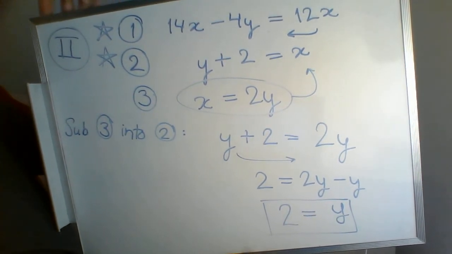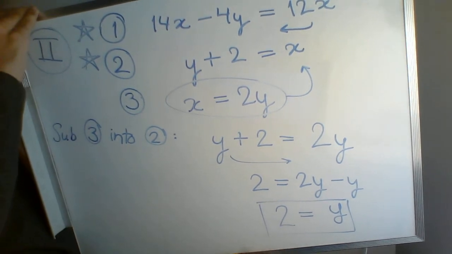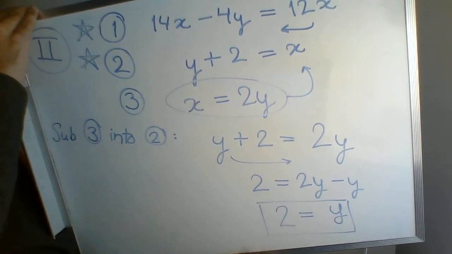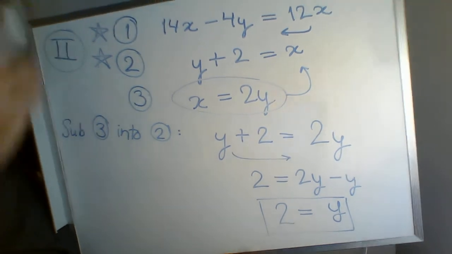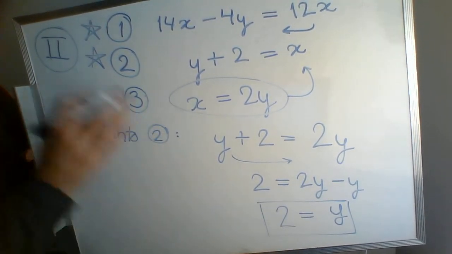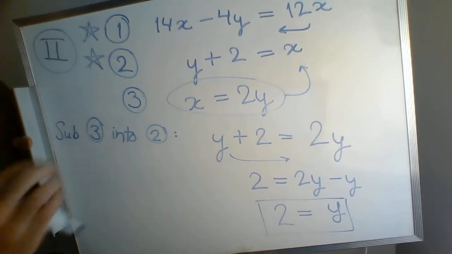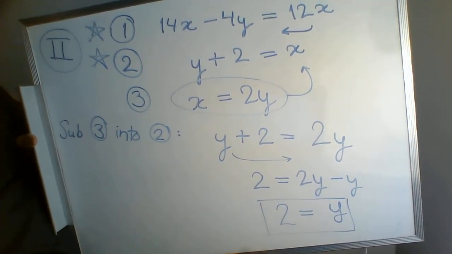So that's told us y is equal to 2. So we're almost done now because we know one of the variables and we have an equation left over that we haven't used to find the other variable. So what we get from this calculation here, when we subbed equation 3 into equation 2, is that y must be equal to 2.